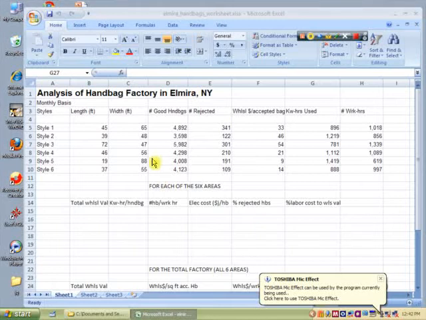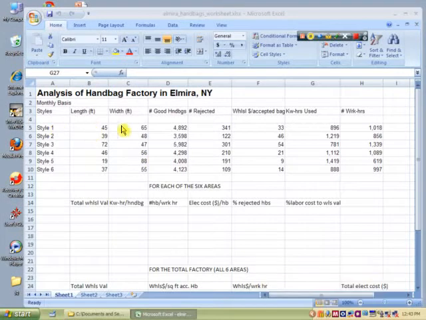Here's our data now for the handbag problem, and these are your 6 styles, and the factory has length and width here, and this is how many good handbags you had last inventory, and this is how many you rejected, and here's your wholesale value. We're saying it's just for the accepted bag because you're not going to sell your rejects. This is the number of kilowatt hours you use and the number of worker hours.